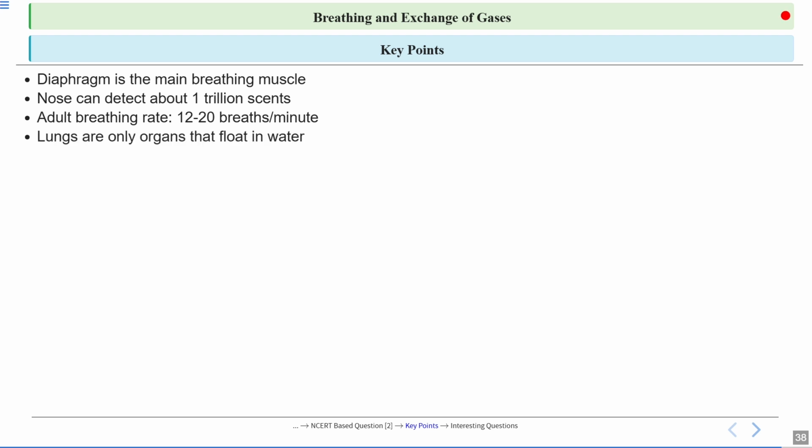Okay, lungs are the only organs that float in water. They can float in water because they have air in them. They are very light as well.